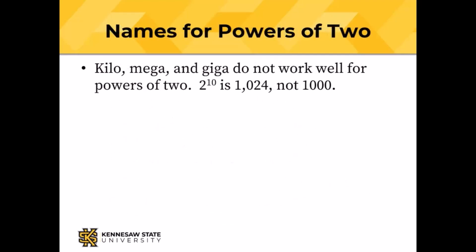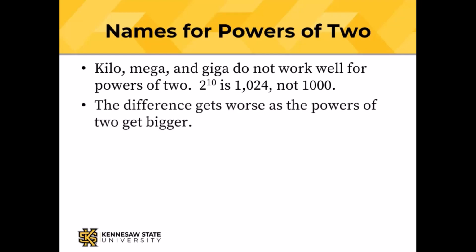Okay, names for powers of 2. We started out using kilo, mega, and giga. 2 to the 10th is 1,024, and that's pretty close to 1,000, 1 kilo. But as we get into higher powers of 2, the binary values diverge from the decimal values.